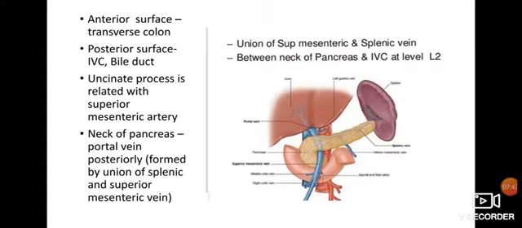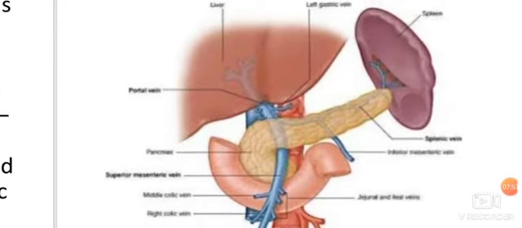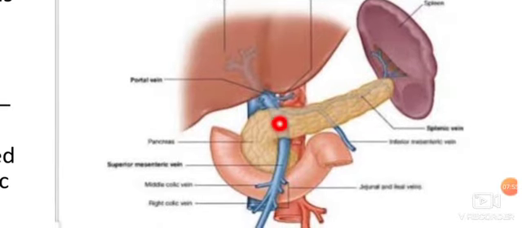Now the neck of the pancreas. The neck of the pancreas is just a constriction. Here comes the neck of the pancreas. Anteriorly there is not much relation, but the posterior relation of the neck of the pancreas is very important because an important vein is formed behind the neck. That is nothing but the portal vein. So, the portal vein is passing behind this. The shadow of the portal vein is clear.